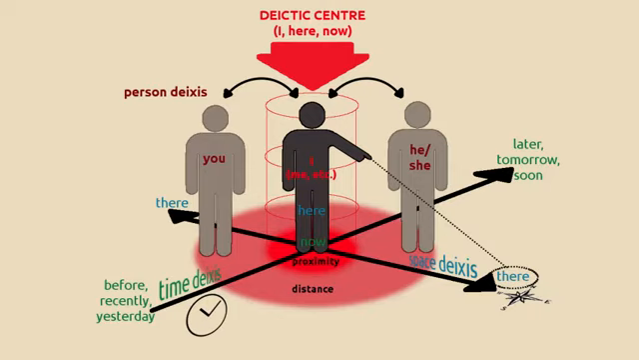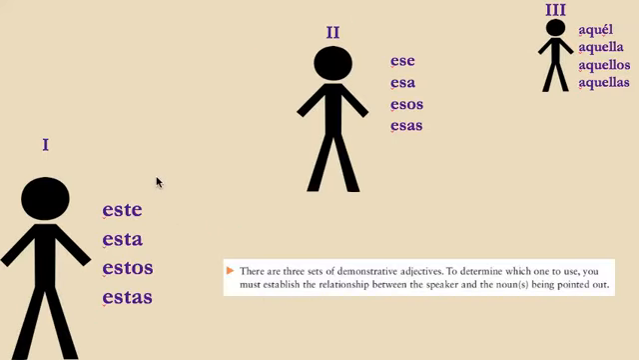So remember when we spoke about venir and the verbo ir, we spoke about personal deixis, the notion that with a point of reference or some word you can define space to a degree. Today we'll look at spatial deixis, which in English is the difference between here, there, and something that's way over there, not close to you at all, or distant to some degree. So in Spanish there are these three sets of demonstrative adjectives, and to determine which one to use, you have to establish the relationship between the speaker and the noun being pointed out.